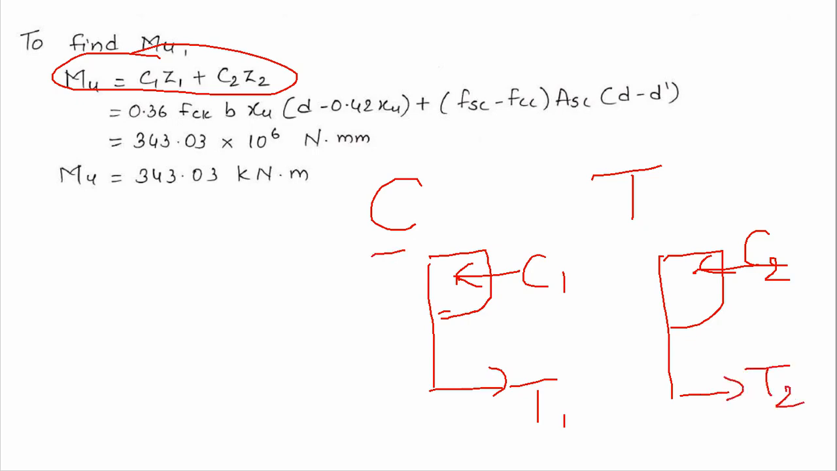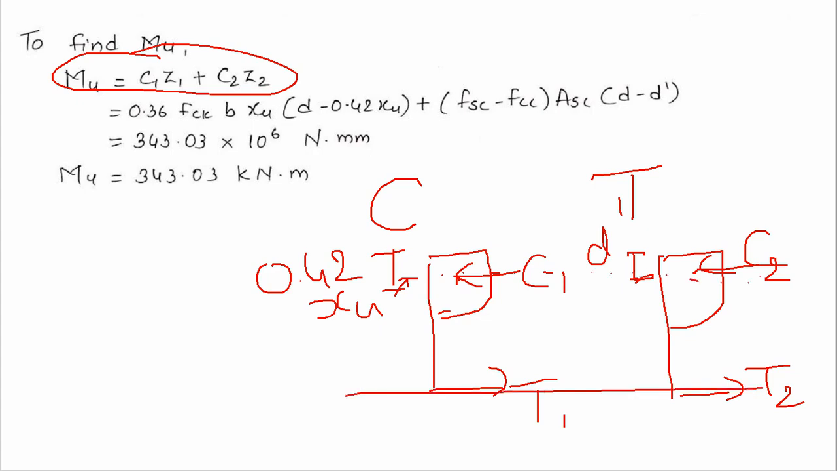The distance between the top fiber and the C1 force was 0.42 XU, as in singly, and the distance between the top fiber and C2 force was D dash. As C1 and C2 don't fall on the same line of action, and T1 and T2 correspond to our area of steel, so the steel line will be in the same line of action, so we are always taking the moment equation to be in the form of C1 into Z1.